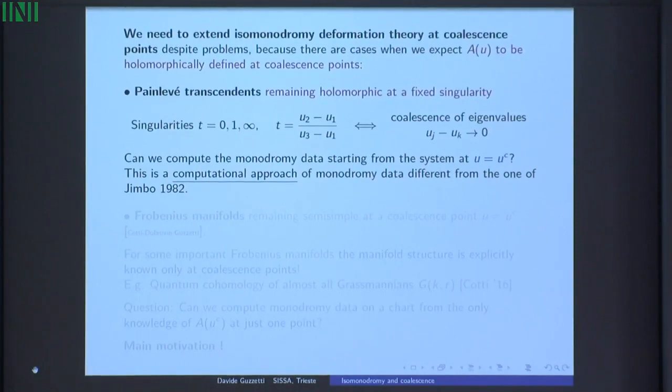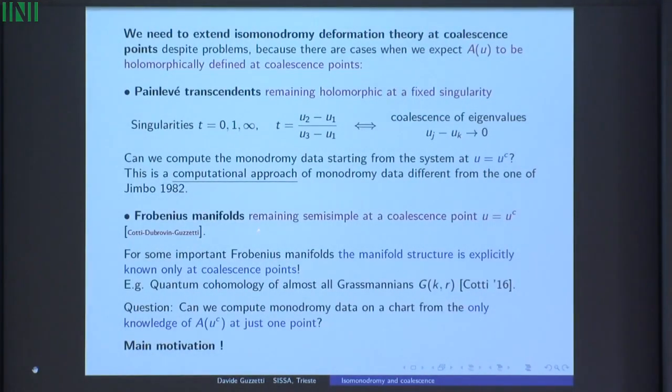Another, so the main motivation is this: in the case of Frobenius manifolds, if we have a Frobenius manifold such that the multiplication remains semisimple at coalescence points, so when some canonical coordinates of the manifold merge, in this case the corresponding matrix A of u you can prove is holomorphic at the coalescence points. And we would like to extend the isomonodromy deformation theory in this case because there are several interesting cases when we know the system, so A of u, only at coalescence points.